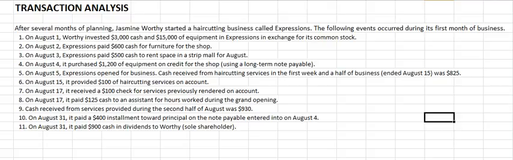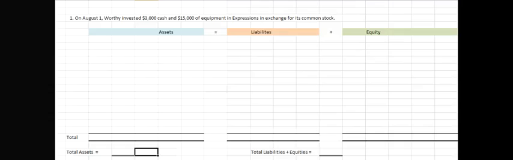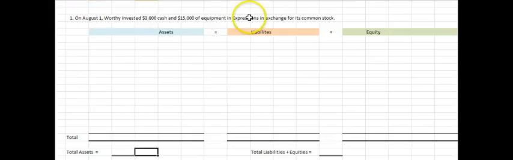Now there are 11 events, and what I'm going to do is take them one by one and show you how the accounting equation changes. So this is the way that I have set up this table. I will put the transaction that we're going to go through on top here. Then I have three areas. So assets will be in this section, liabilities will be in this section, and equity will be in this section right here. So let's get started.